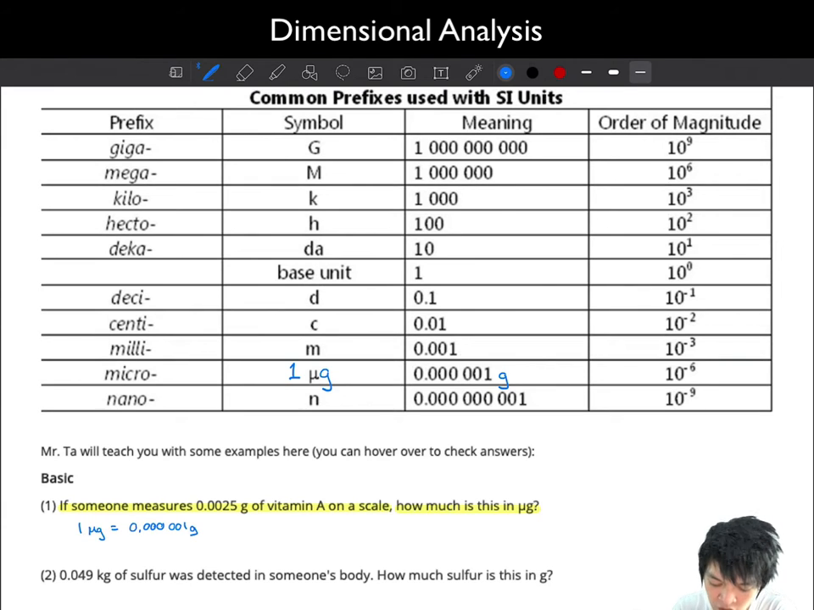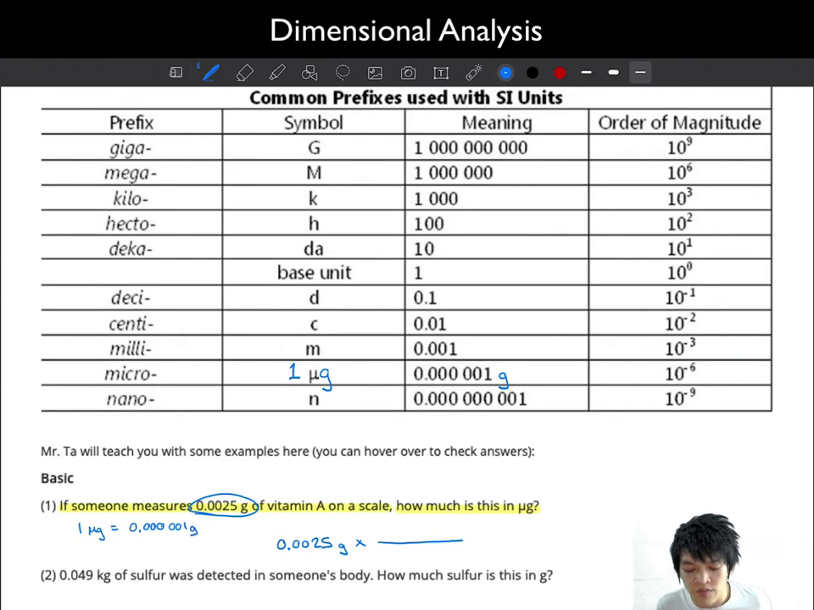So how do you go about solving this? We always start with the number that we're given in the problem. Here we have this many grams, so that's what we start with. Now to convert these grams into micrograms, we draw a times sign, and we're going to do something that looks like a fraction. There's going to be something on top and something on the bottom, and those are going to come literally from this relationship.